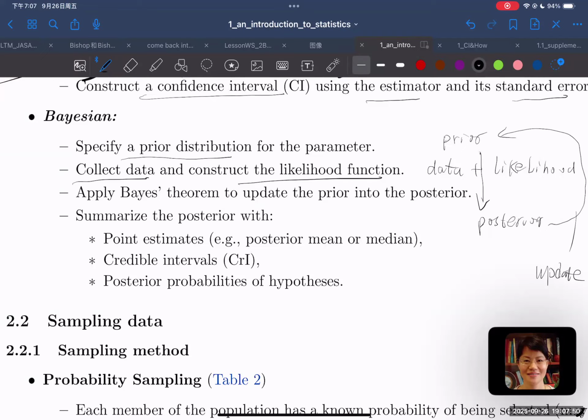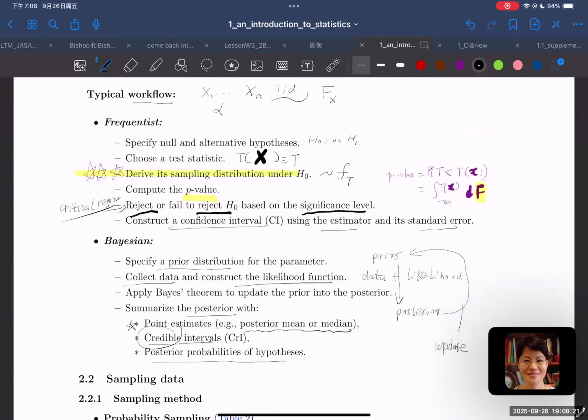Because you use your known experience and you continue updating, and then you understand the world, the society, and the people. So here you can see, summarize the posterior with a point estimator, like the posterior mean or median, and a credible interval. Attention, the credible interval is the analogue of the confidence interval. And next one, the posterior probability of the hypothesis. So these are two different ways. I'm not sure whether you are familiar with this or not, but whatever, we will expand on it one by one.